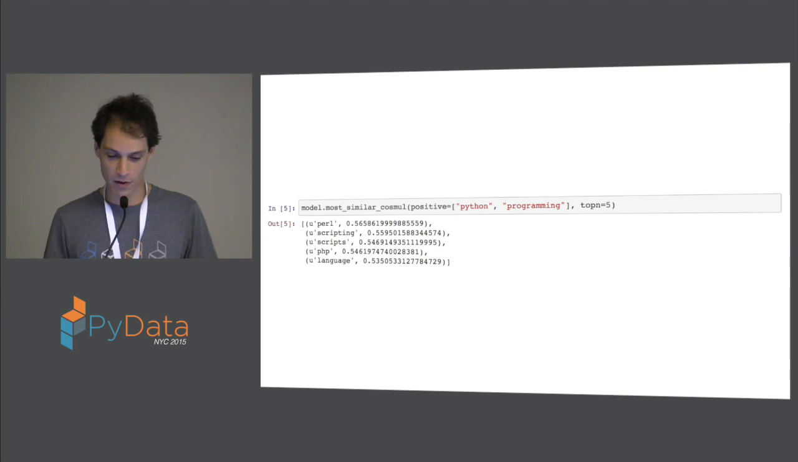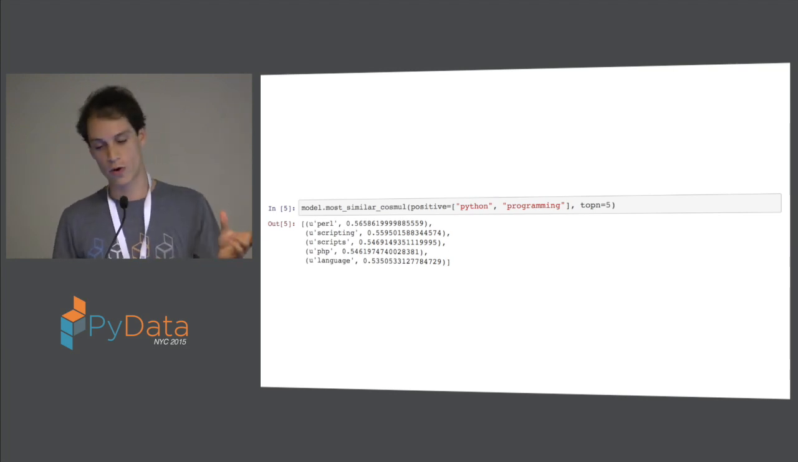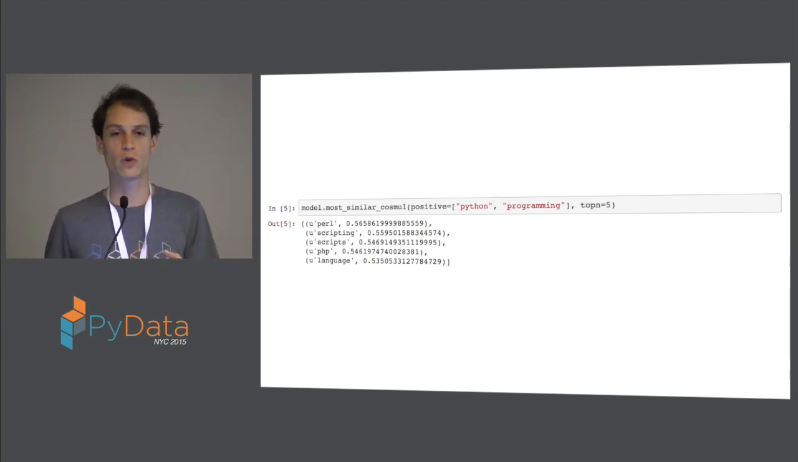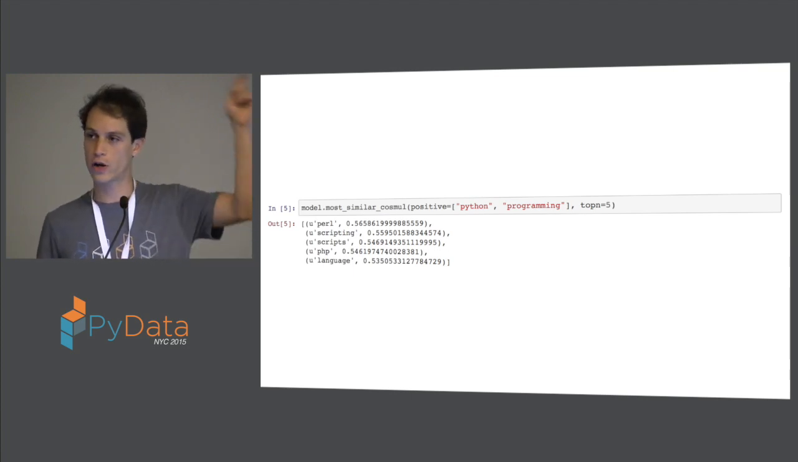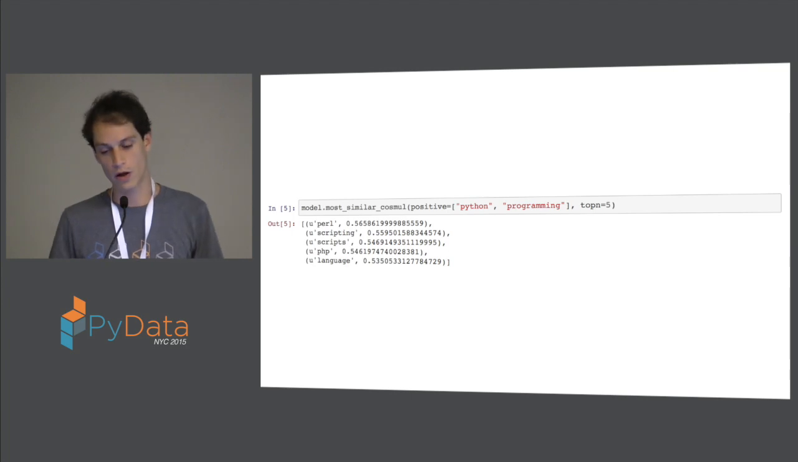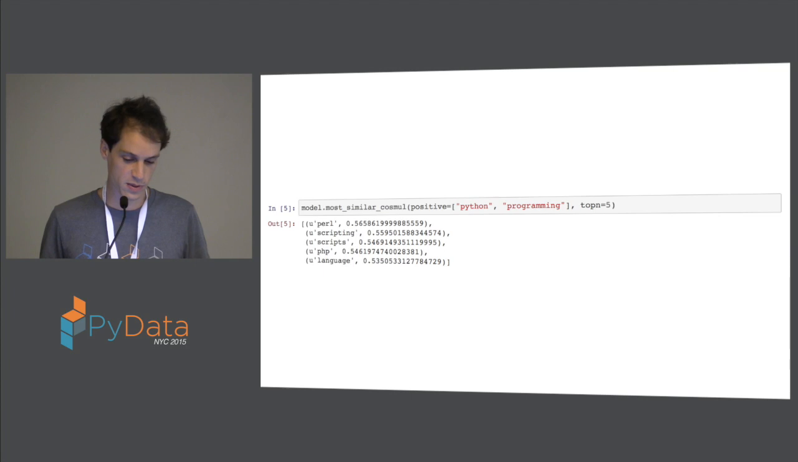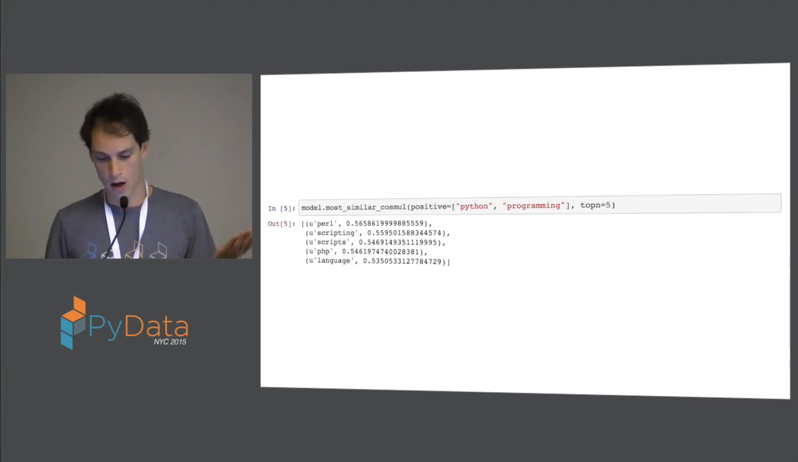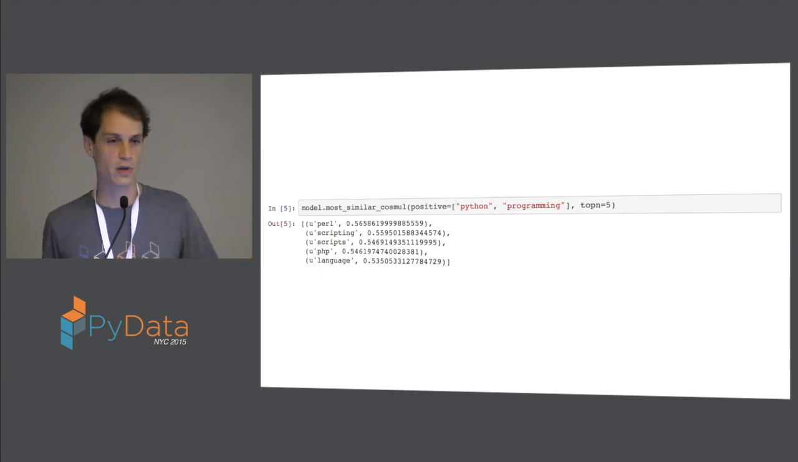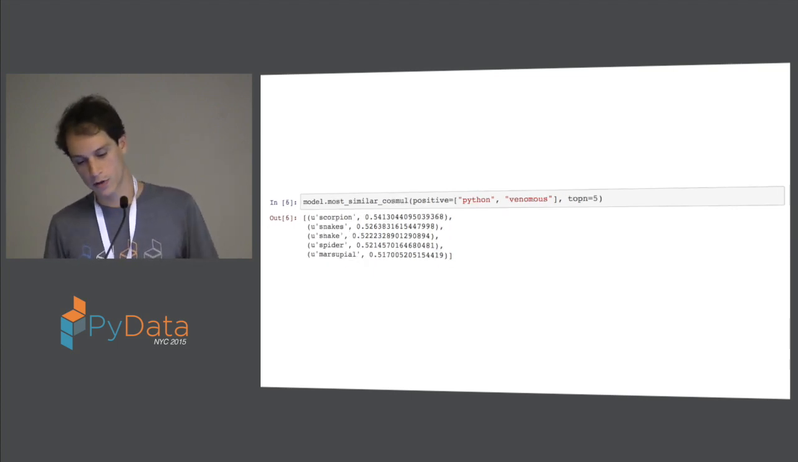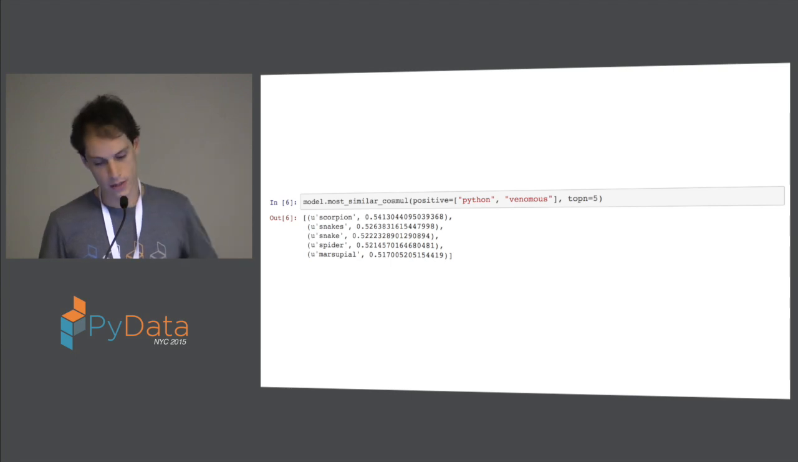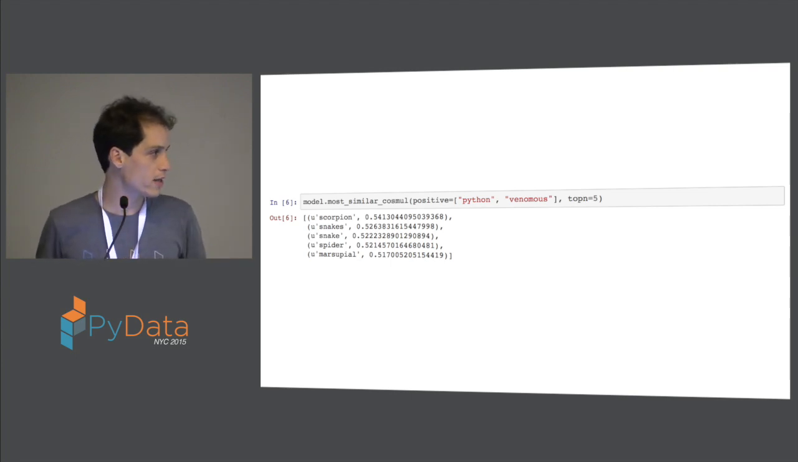Some other examples. Now I will combine two words, Python and programming, which will average the vectors, build that virtual vector, and try to get the closest vectors to it. I get Perl, scripting, scripts, PHP, and language. So here is an application: disambiguation. That's very straightforward. Another example, if I do Python and venomous, then I get results in the snake and spider domain.